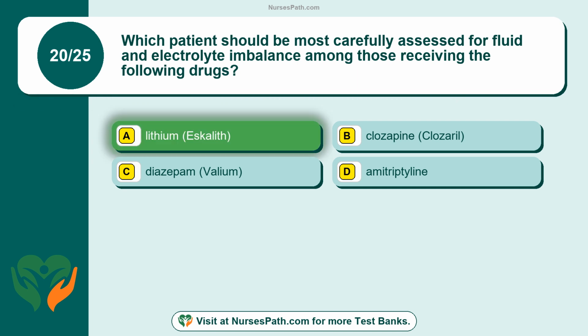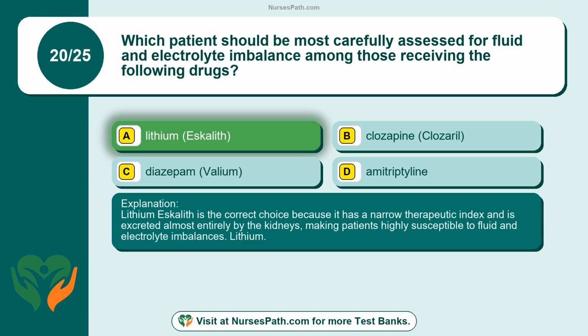The correct answer is option A, lithium, Eskalith. Lithium is the correct choice because it has a narrow therapeutic index and is excreted almost entirely by the kidneys, making patients highly susceptible to fluid and electrolyte imbalances.